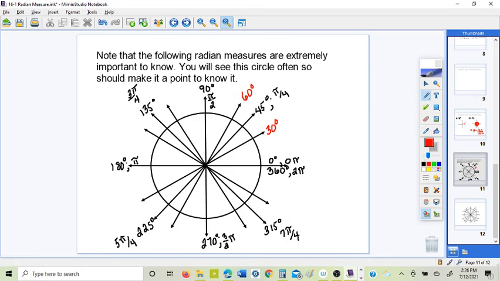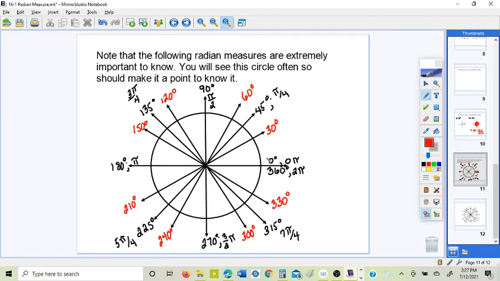0, 30, 60, 90, 120, 150, 180, 210, 240, 270, 300, 330, and finally 360. So bringing these things all around here, then we need to begin to think of it in terms of pi.